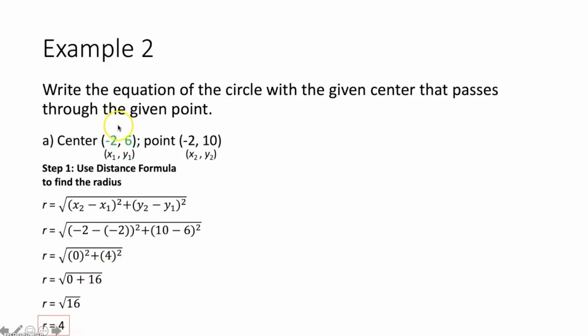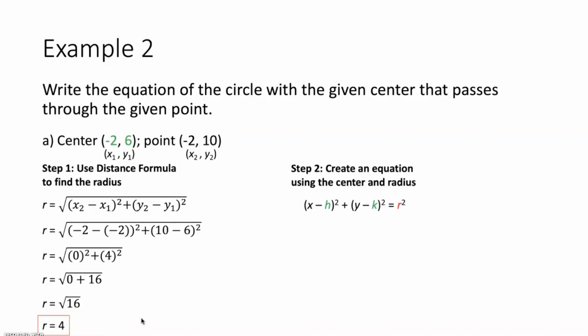So because I have the center of the circle and I have the radius of our circle, I can write the equation of the circle in the coordinate plane, which is x minus h, the quantity squared, plus y minus k, the quantity squared, is equal to r squared. My center is h, k, so I'm going to take -2, plug that in for h. I'm going to take 6, plug that in for k. My radius is 4, so I'm going to take 4 and plug it in for r.